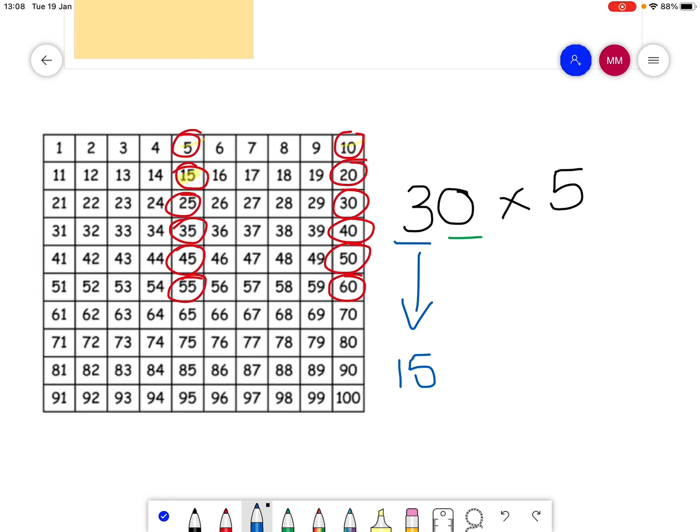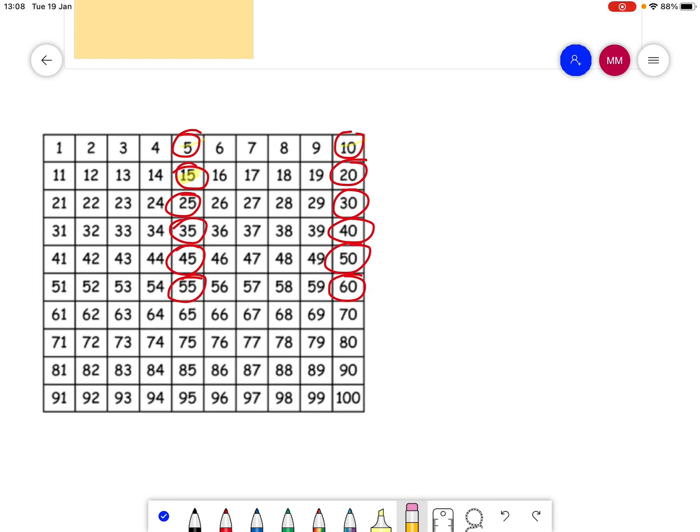But remember I said we have to have a bigger answer. So 5 times 30 can't be 15, but 5 times 3 is. So then we have to go ahead and add our 0. So 5 times 30 is 150. So we're using our 5 times tables facts to help us to multiply these slightly bigger numbers. Okay? Let's look at another example then.